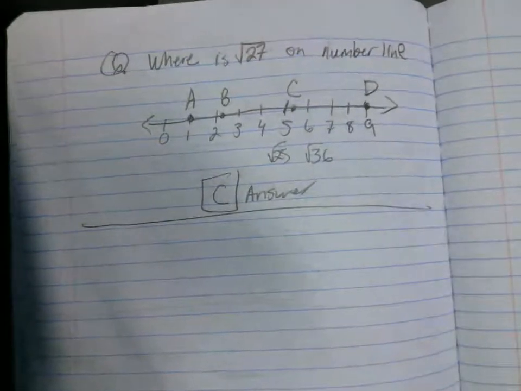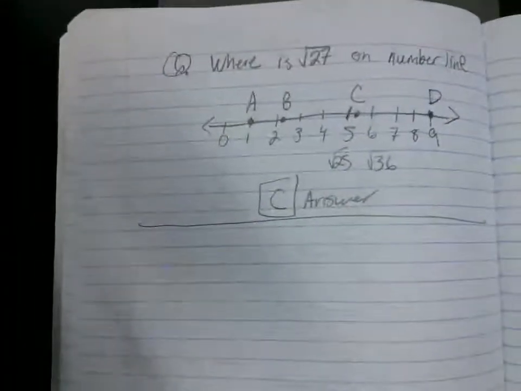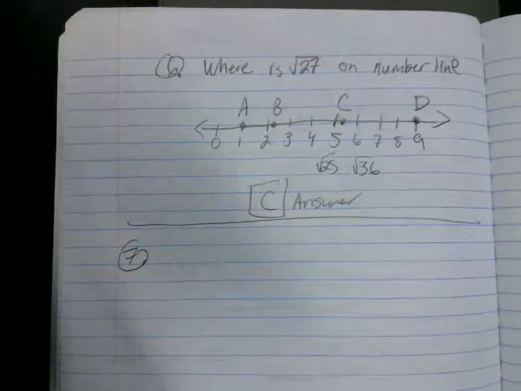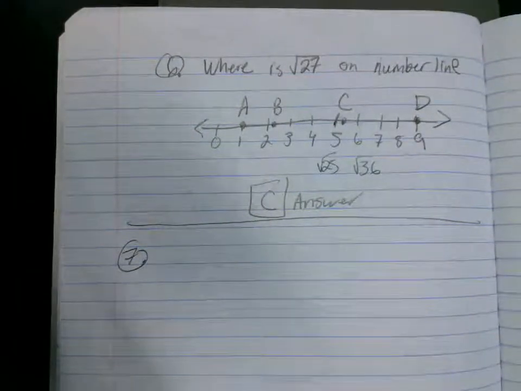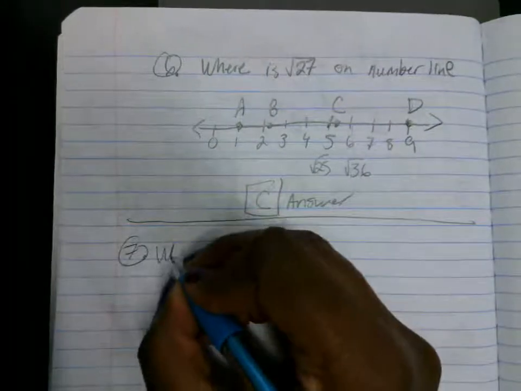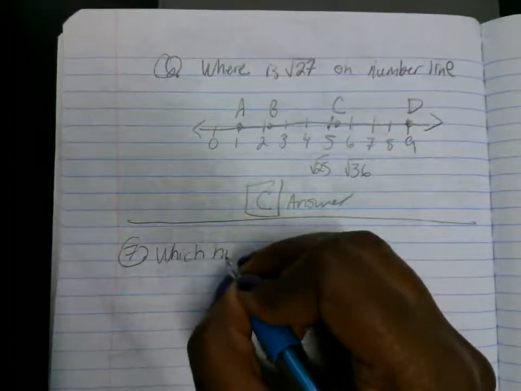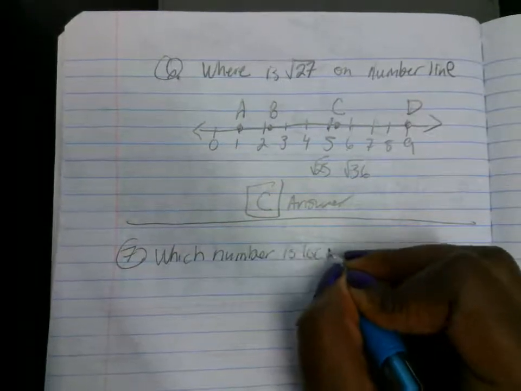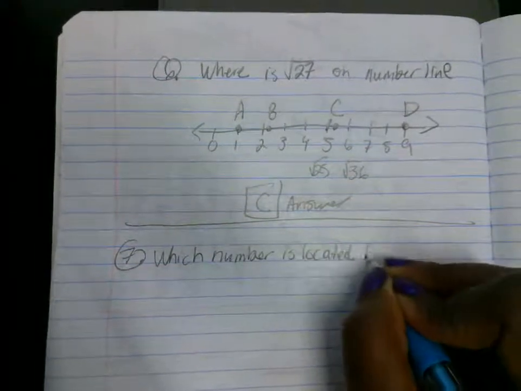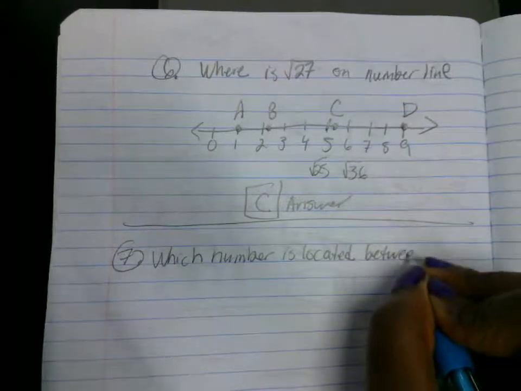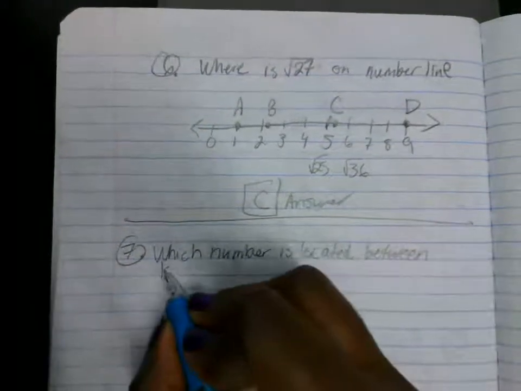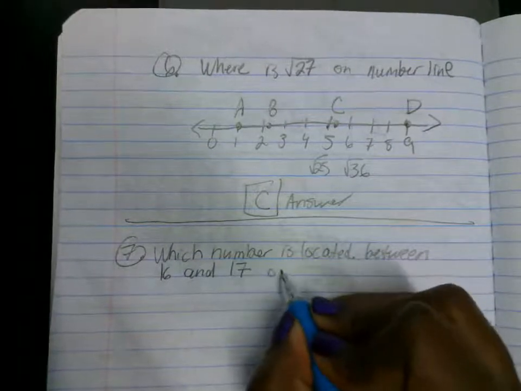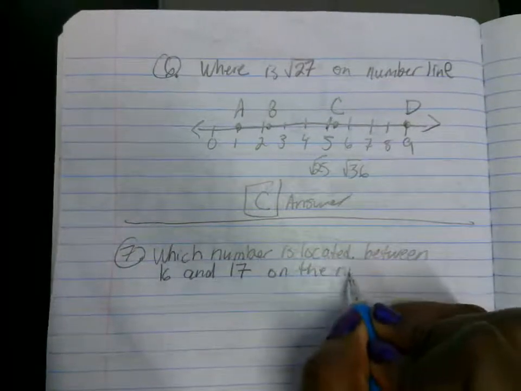All right, let's look at number 7. Which number is located between 16 and 17 on the number line?